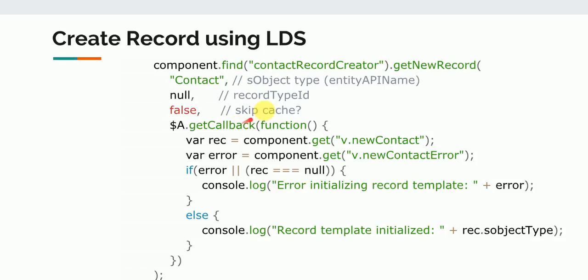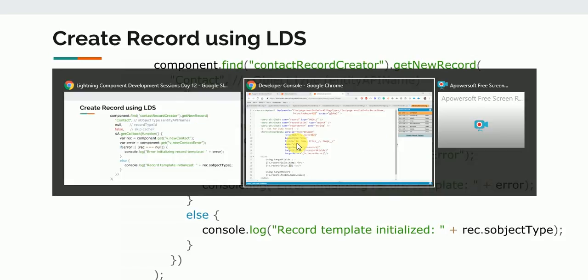So this is the first thing that we need to do on the initialization of the component. That means we need to put all this code inside the init function. So let's first do this, and then we will see the next part, that is calling the saveRecord method for creating a new record.